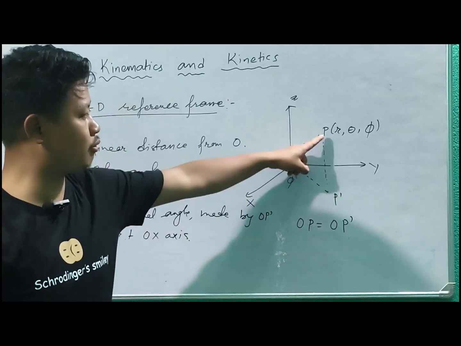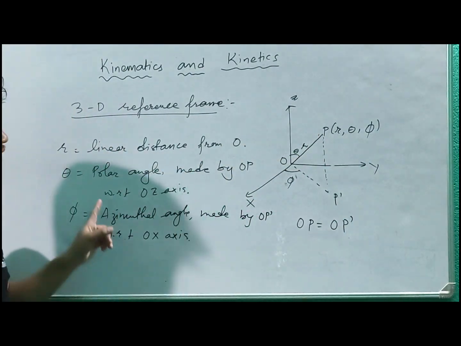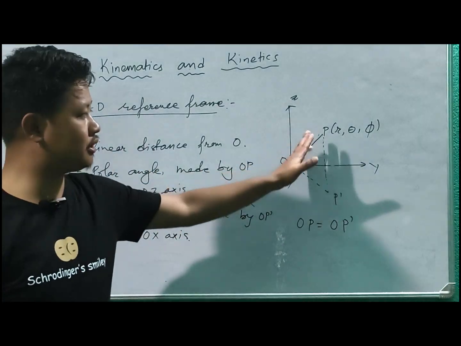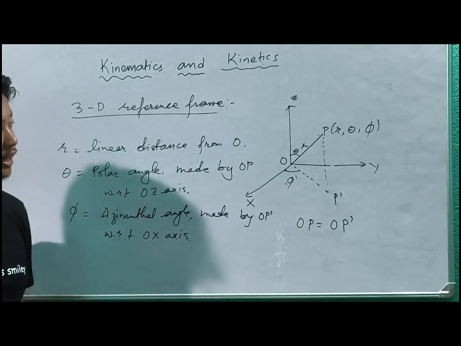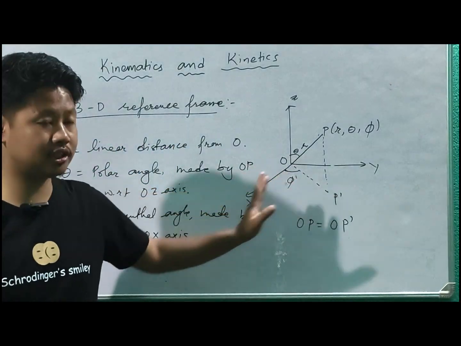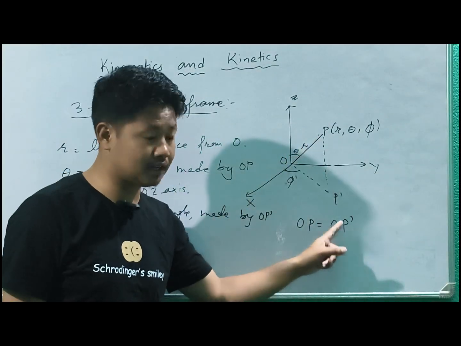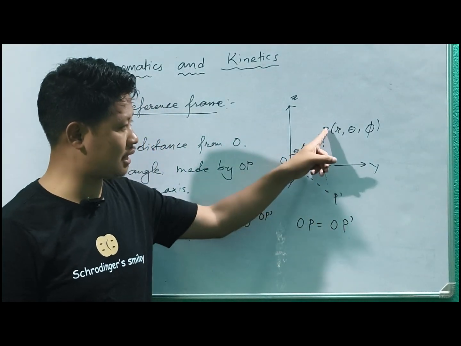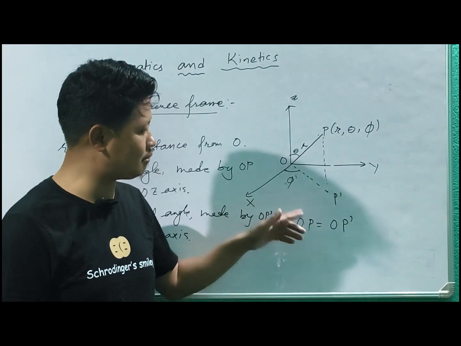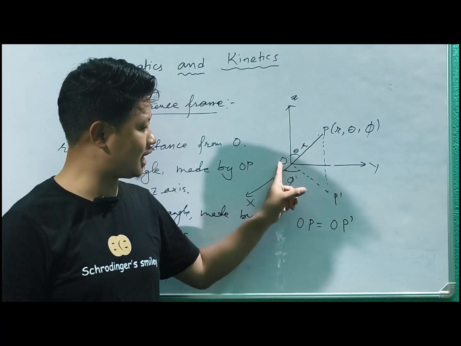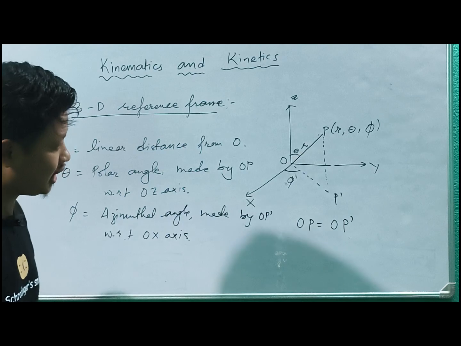r is the linear distance of point P from O, the origin. Next is theta, my polar angle made by OP with respect to the OZ axis. And last is phi, an azimuthal angle made by OP dash with respect to the OX axis. OP dash is the line we get when we draw a perpendicular from the point P on the xy plane and join O and P dash; you will get a length equal to OP.